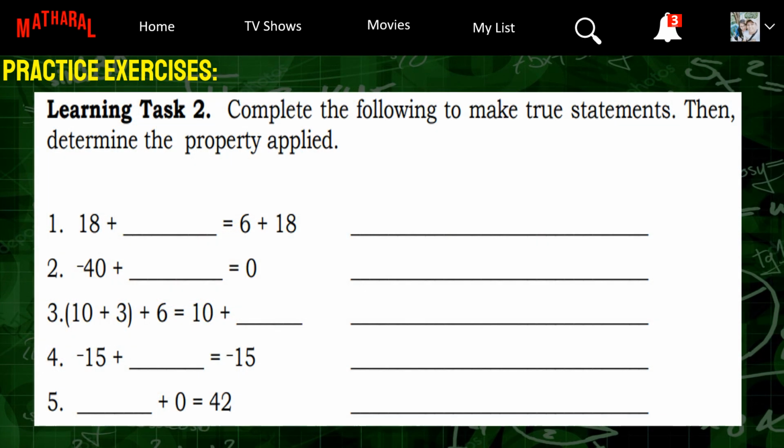In this part, in learning task 2, we are asked to complete the following to make it a true statement and determine the property applied. For number 1, the answer is 6 for the missing number, and the property used is commutative property of addition. And the rest is for you guys to learn, and the learning task is already prepared in our Google Classroom.